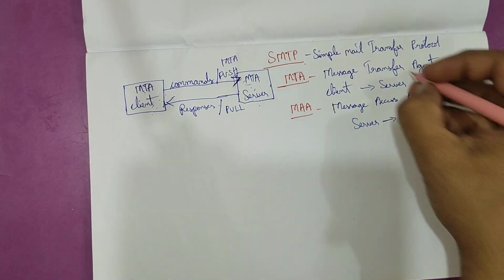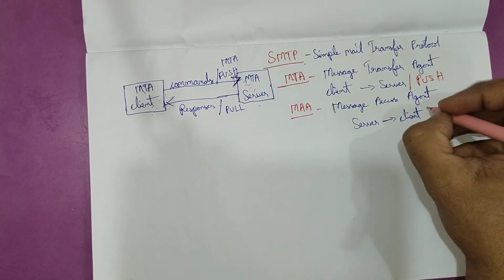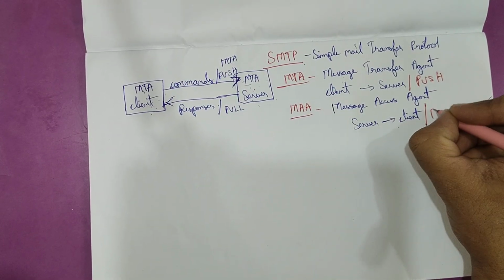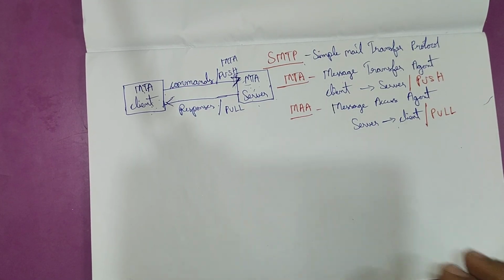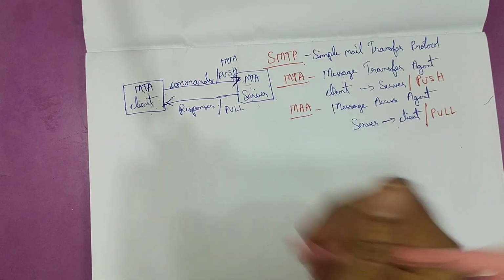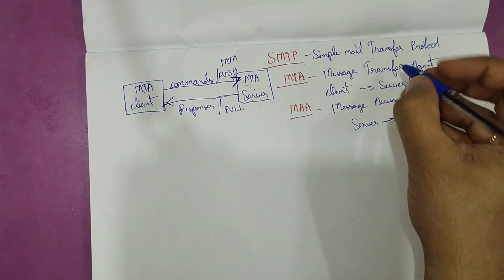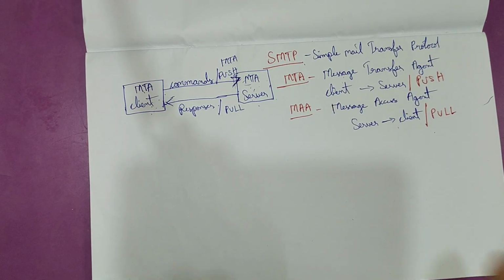Here what is happening? Client to the server is a push operation, and server to the client is a pull operation. These are the three different concepts. So coming to SMTP, what we are going to do is pass a message, a simple message.